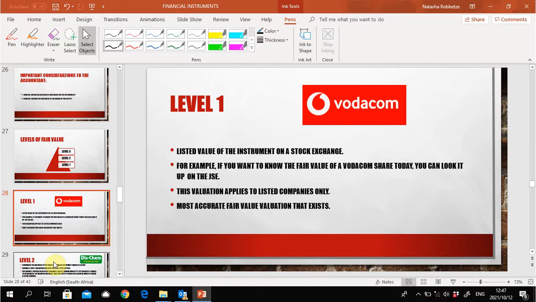So that's level 1. But the con with level 1 is it can only be applied if the item is listed. And not all financial instruments are listed. Some businesses are small private businesses and they still issue equity. They still issue shares, preference shares and ordinary shares. So level 1 is the best, most accurate method to use, but it's not always practical.